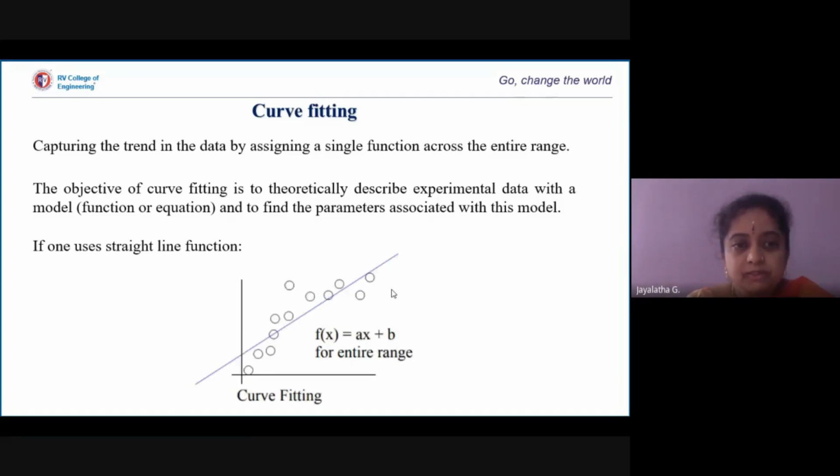If we use a straight line function for the data, which I had mentioned in the case of interpolation, these dots are called the scatter plot. Given observations are plotted here with dots, and this blue line is your fitted curve. We have approximated these dots to a straight line. You can observe the values are clustering around a straight line, so a straight line is my best fit.